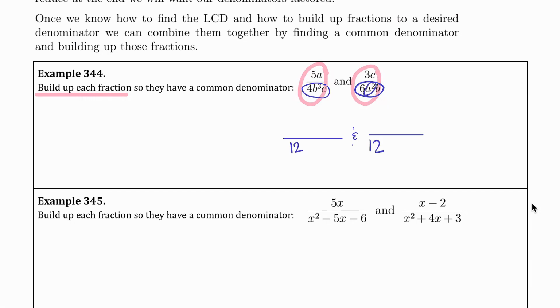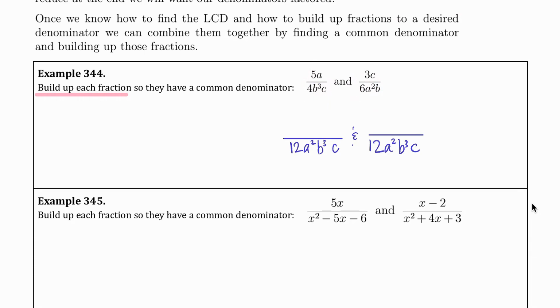Let's see, this one has an a squared, this one doesn't. So we go with the one with the highest power. They both need to have a squared. This one has b to the first, b to the third. We go with the highest power, b to the third. This one has a c, this one doesn't. We go with the highest power, so c to the first.